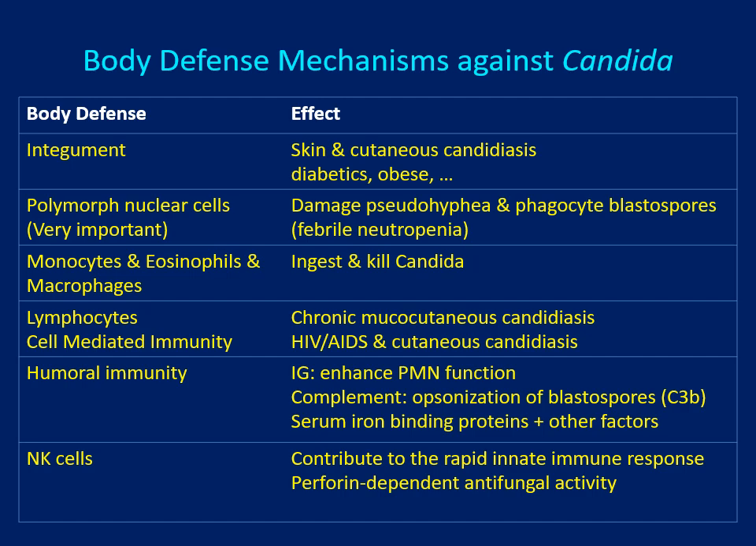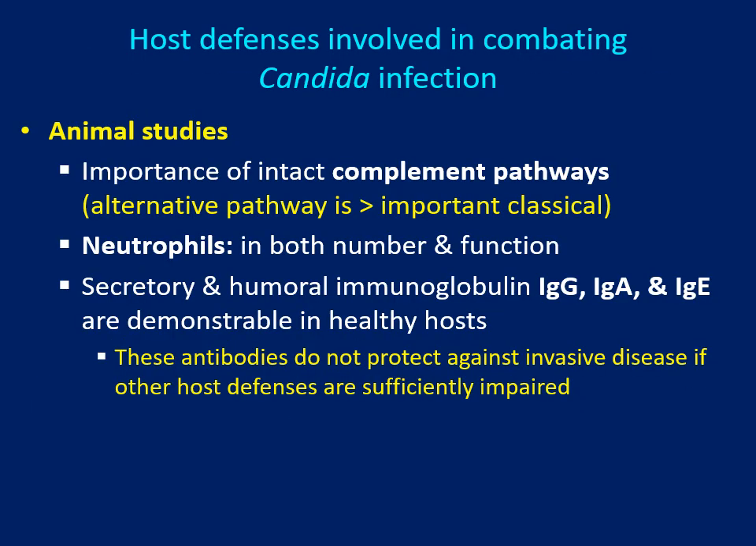And we know that serum iron binding protein and other factors can also be helpful. The natural killer cells contribute to the rapid innate immune response, and they are important in the antifungal activity. These are the host defenses involved in combating Candida. In animal studies, we have appreciated the importance of intact complement, because the more complement deficiency we have, the more likely we are to encounter severe and resistant mucocutaneous candidiasis.